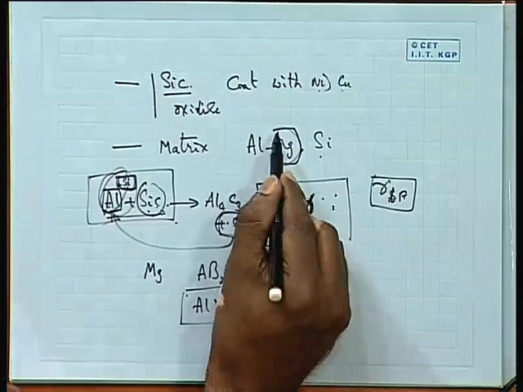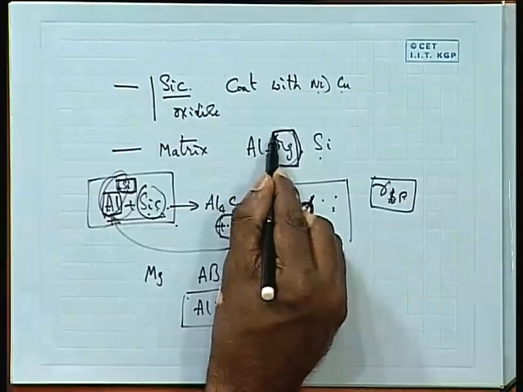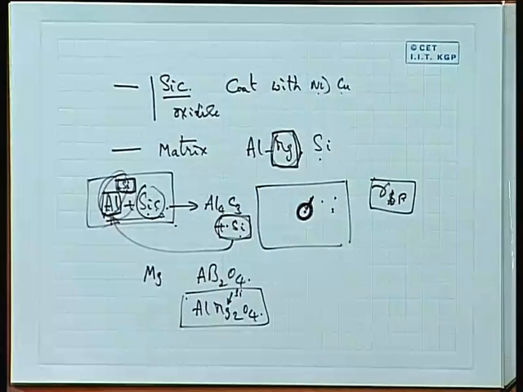In addition, magnesium also has a tendency to change the surface tension of the liquid aluminum, so that the wettability can be further improved. So, there are two advantages of adding magnesium: one, the formation of the spinel, and two, the change of the surface tension.